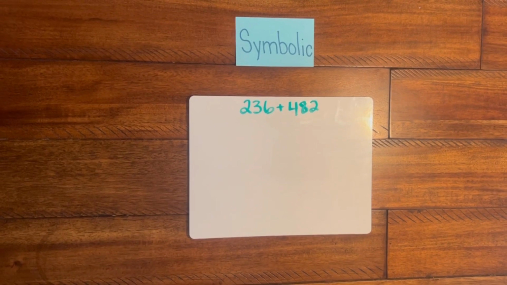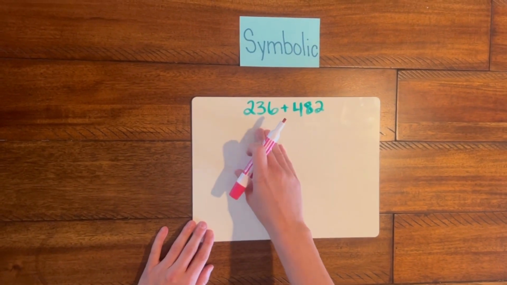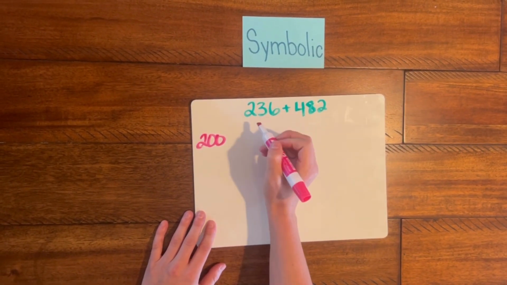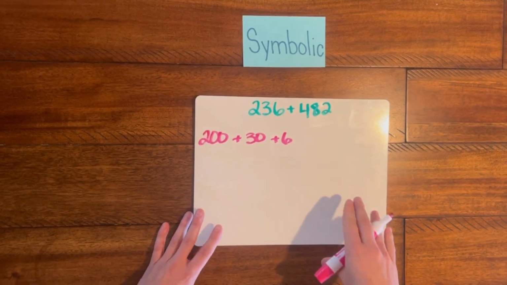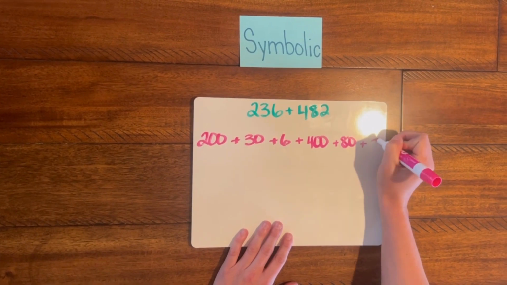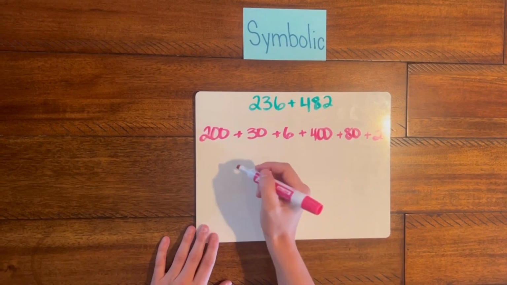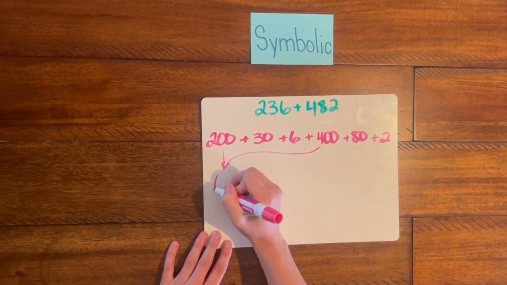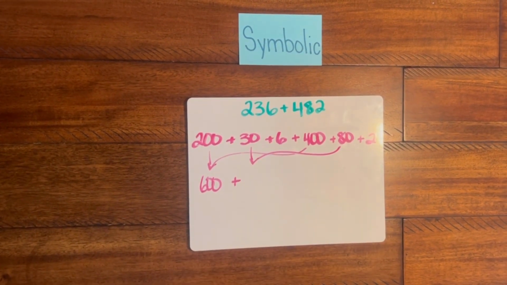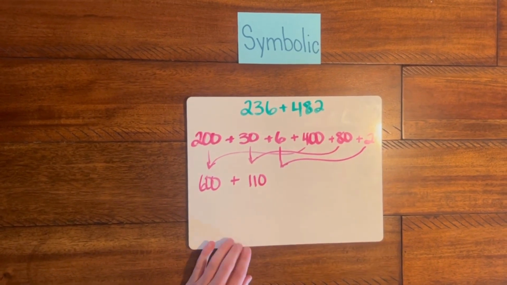Now we're going over to the symbolic. So symbolic, we're just going to be breaking it down into simpler terms. So we're going to be breaking it down by hundreds, tens, and ones. So 200 plus 30 plus 6, and then 400 plus 80 plus 2. So now we're going to group our hundreds together to make it a little bit simpler. So we're going to group to 600, and 30 plus 80 is 110. Then we're going to group 6 and 2, which equals 8.